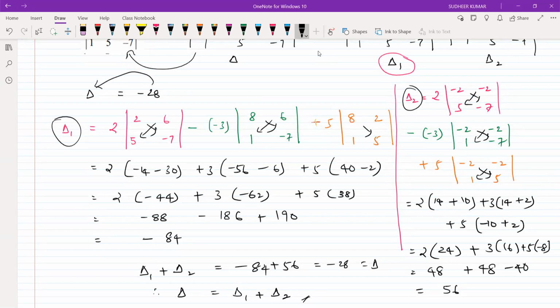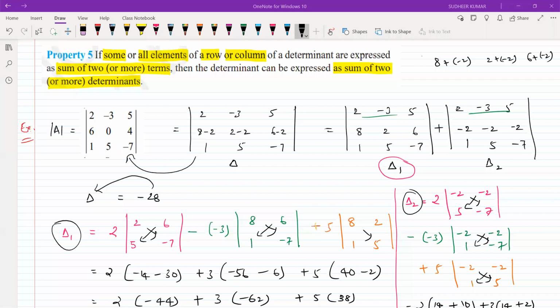Is it clear? Yes, sir. So we have to take only one row, or can we take 2 or more rows, sir? Actually, here it is mentioned: if some or all elements of a row or a column. Clear, ma? Yes, sir.